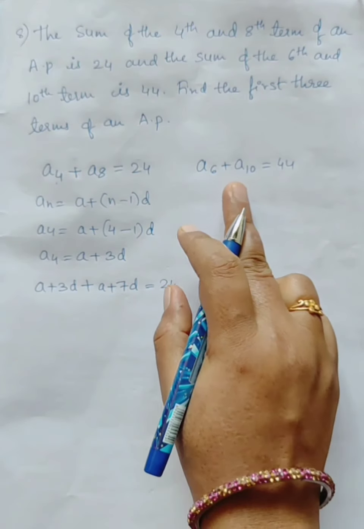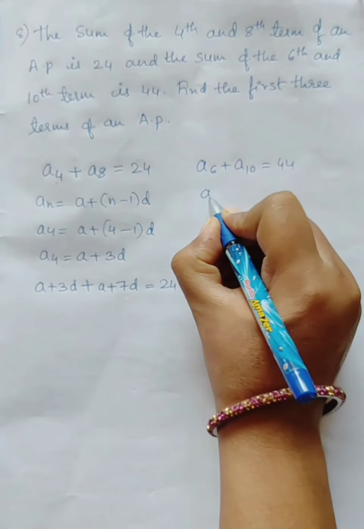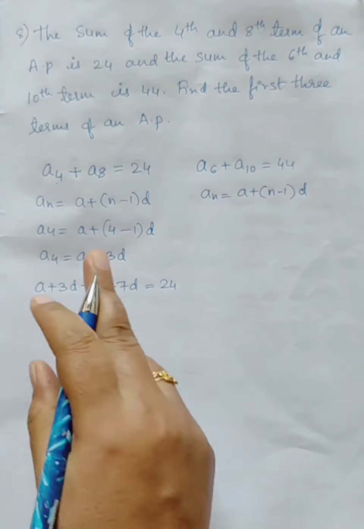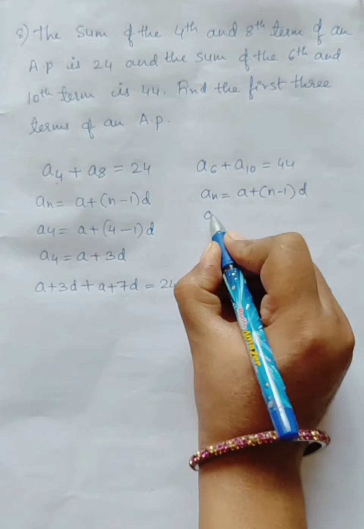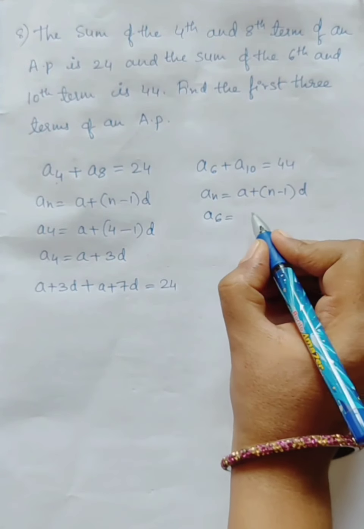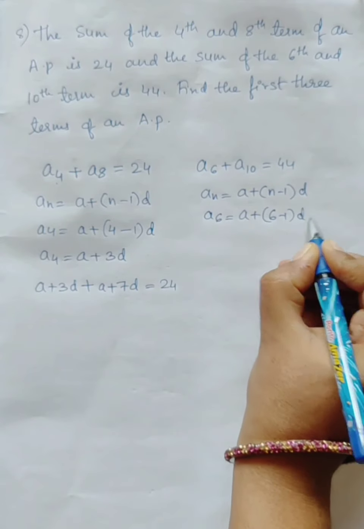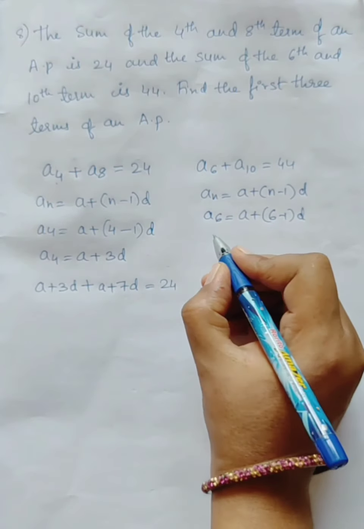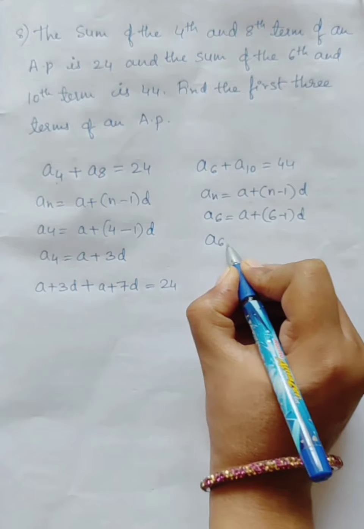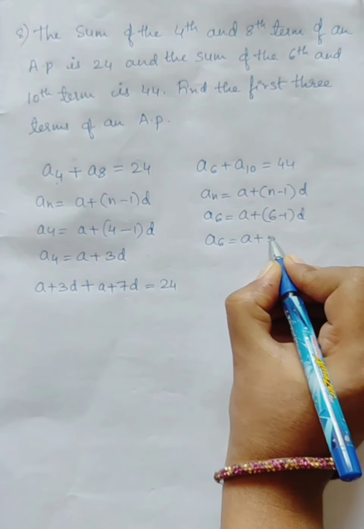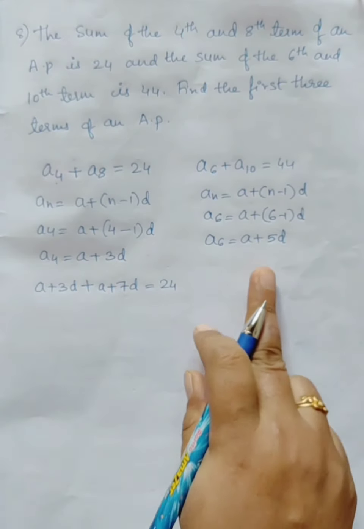Okay, now let me go to this part. Same thing here. An is equal to a plus n minus 1 into d. Now in place of an I am going to substitute a6. a as it is, plus n is 6 now, minus 1 into d. d as it is, the d value is not given. Now a6 is equal to a plus, now 6 minus 1 is 5, so 5d. So I have the a6 value.